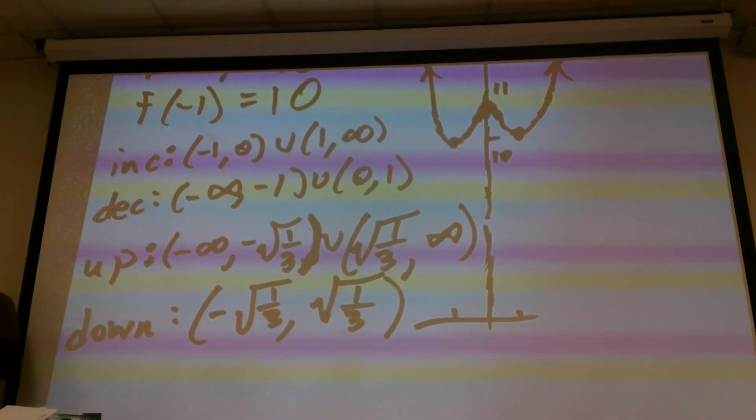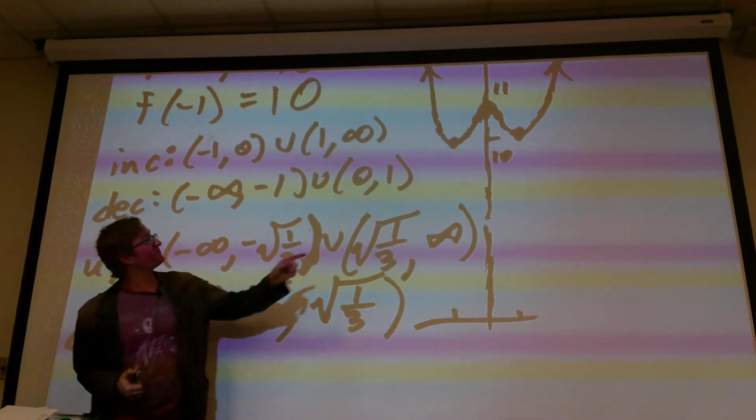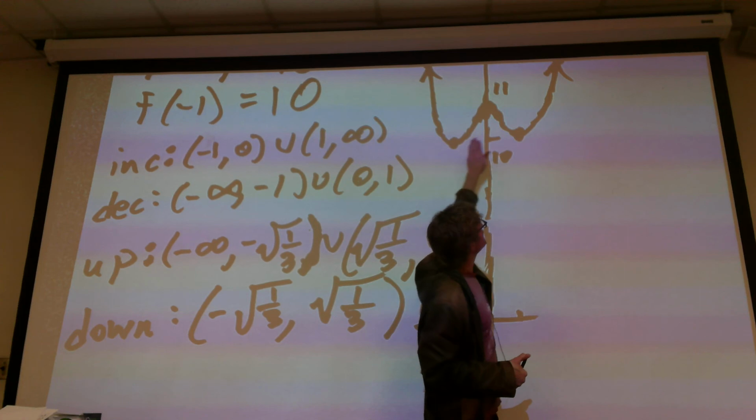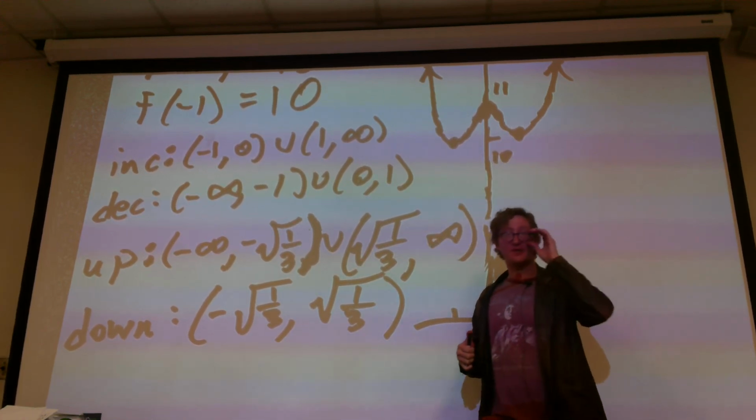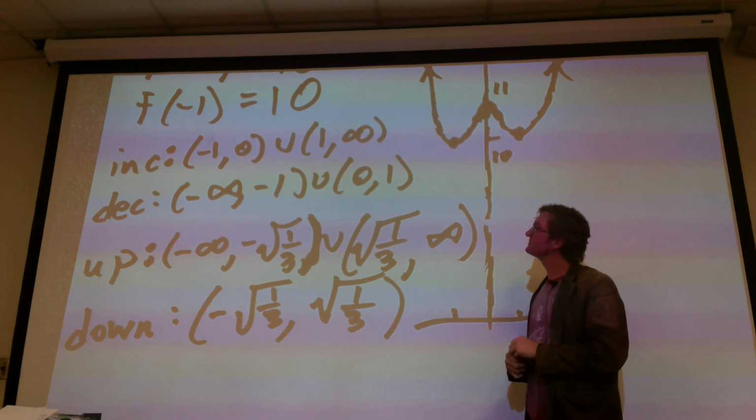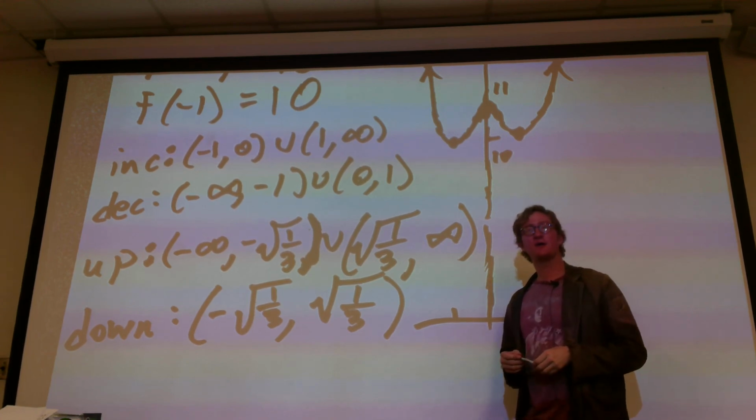So this thing is concave up in this region right here, then it switches to being concave down right here, and then it switches back to being concave up over there. And that's all the information that you would need for the test.